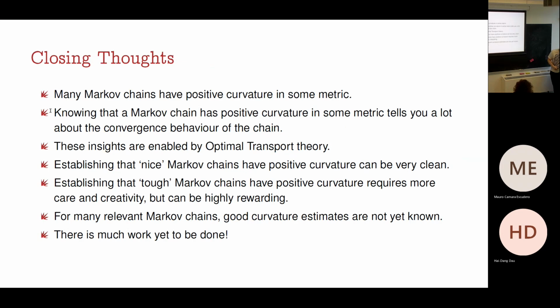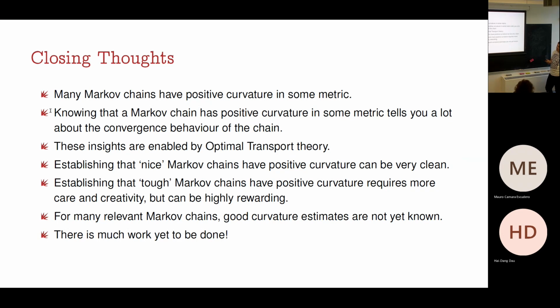Okay, so just the closing thoughts, and then I'll rattle off some open problems, possibly. So many Markov chains have positive curvature in some metric, and knowing that a Markov chain has positive curvature in some metric tells you quite a lot about the convergence behavior of this chain, not just in terms of mixing times, but in terms of additional information. These insights are enabled by being able to think of Markov chains through optimal transport theory, even though many of the metrics I've worked with have not been what people normally think about in this area.